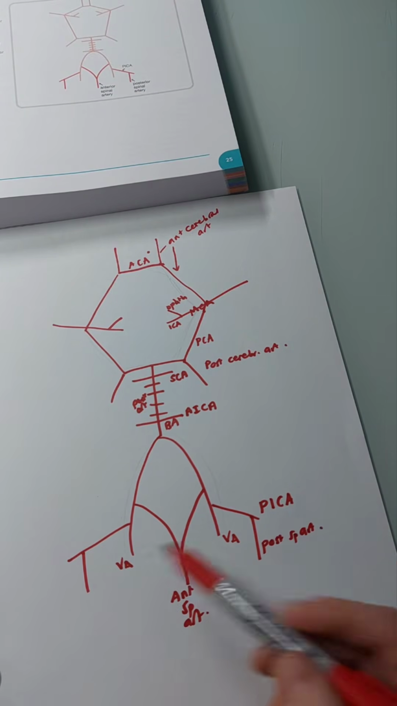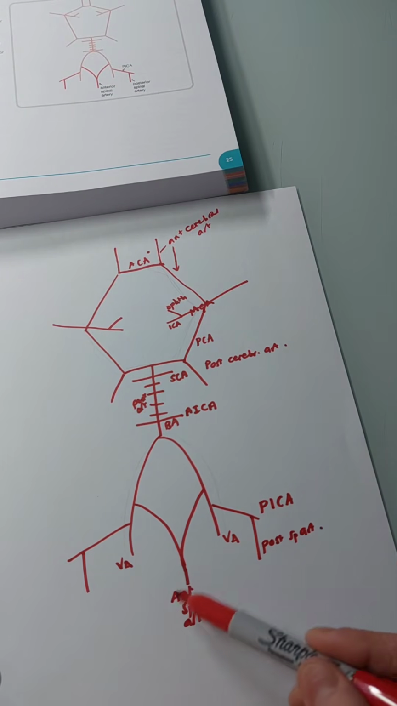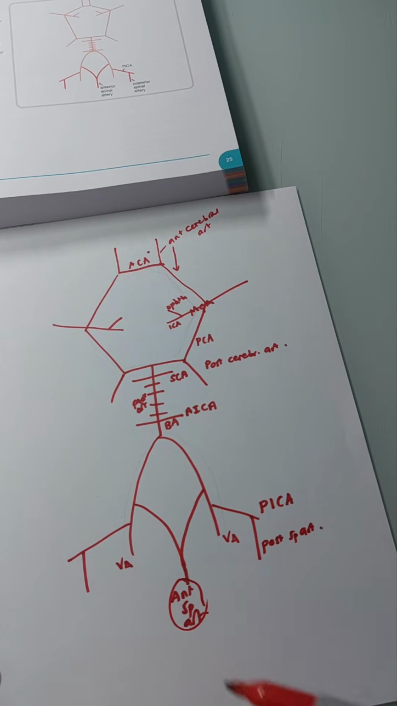And then you can also see from this that you have 2 posterior spinal arteries, but only 1 anterior spinal artery. And the 2 posterior normally supply about 1/3 of the spinal cord, and the anterior can supply about 2/3.